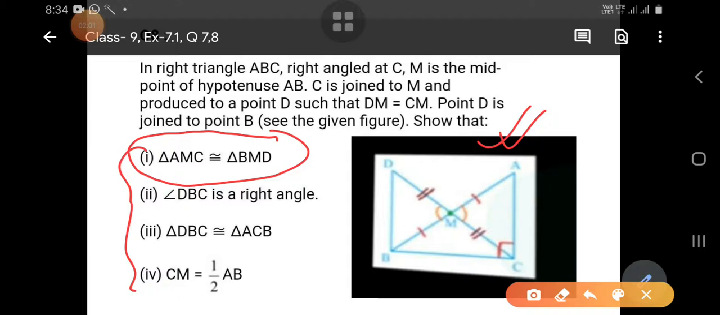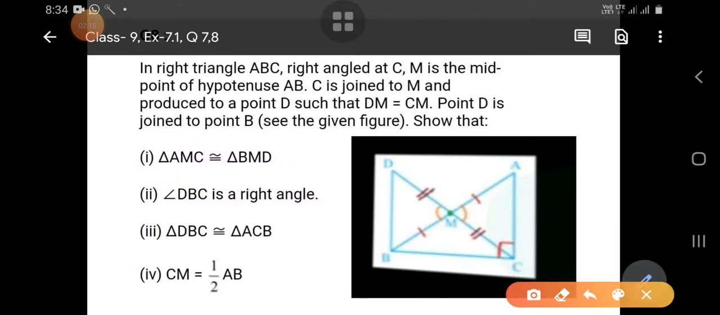with triangle BMD. Now see the picture here. We will compare these two triangles, just see one by one. In this picture you can see that M is the midpoint, as AB is the hypotenuse. So if M is the midpoint, then AM, this portion, is equal to BM.